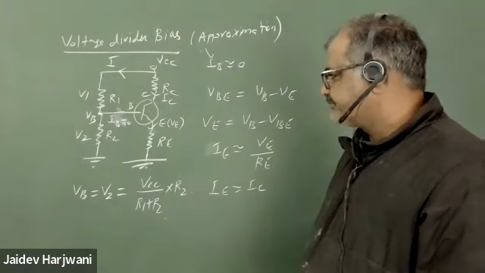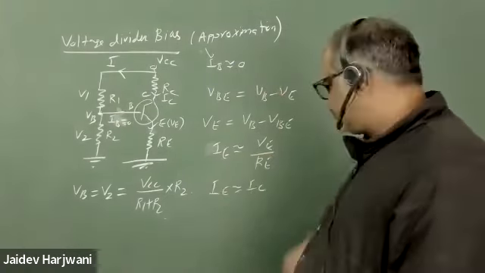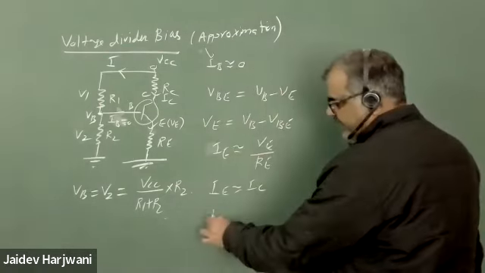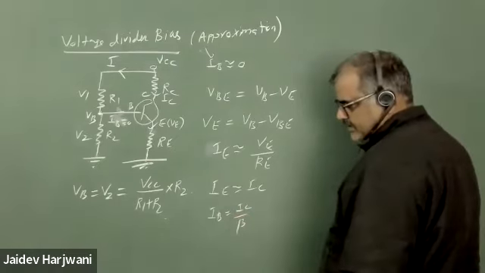Now you can do back calculation of IB also. Once you know the IE, you can find IB also. IB will be your IC upon beta.